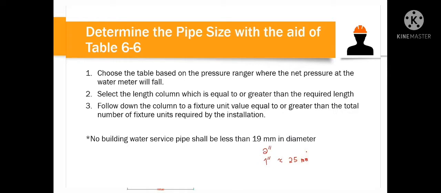Ito yung most commonly conversion. Though 1 inch in exact, it is equivalent to 25.4 millimeter. But in actual, they use 25 millimeter instead. Okay? So, we have also 1 and 1/2 inch. So, this is equivalent to 38 millimeter. Or 2, we have here, we have 50 millimeters. Okay? Then, we have as well 1 and 1/4, which is equivalent to 32 millimeters. So, this is the commonly used conversion. Okay?